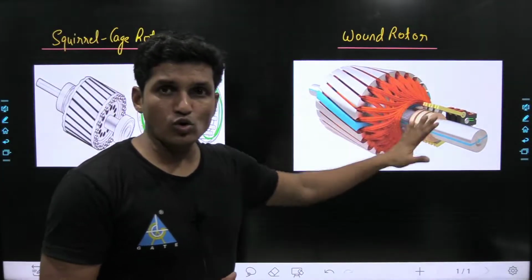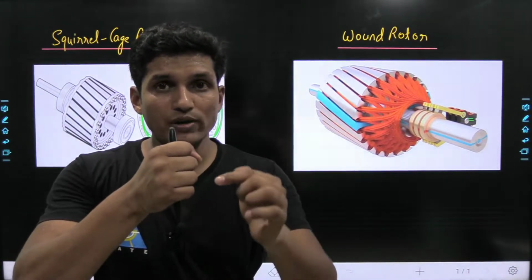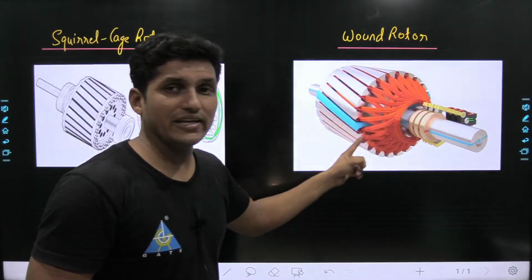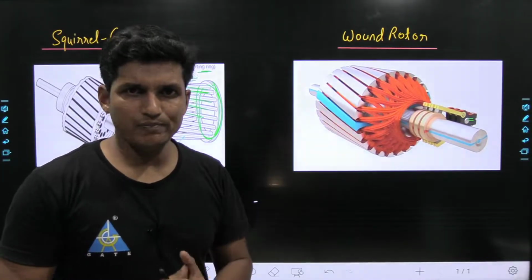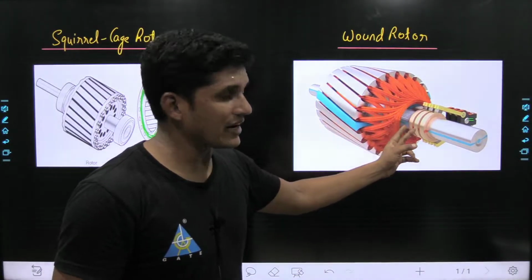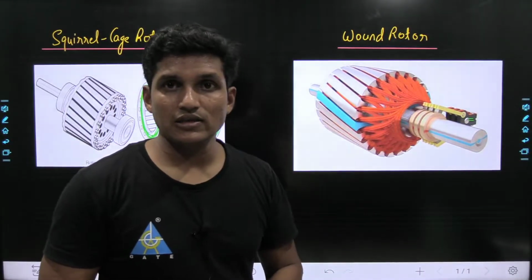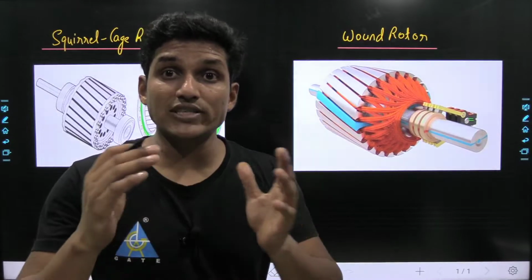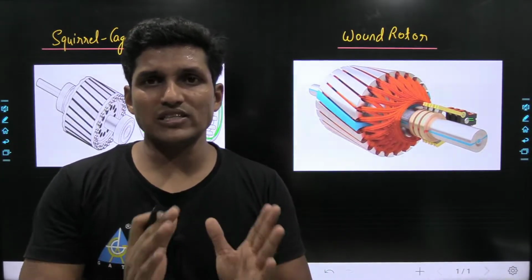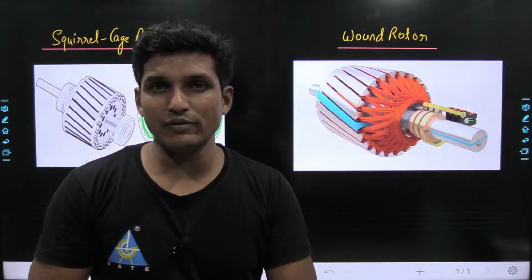Whereas in the wound rotor, in the outer periphery, in the slots of the core, three-phase windings are placed, R, Y, B. These three terminals of the three windings are connected to the slip rings, and with the help of the slip rings and the brushes, three terminals are made outside the rotor, in which we can add some external resistance, due to which the starting and running performance both can be improved.